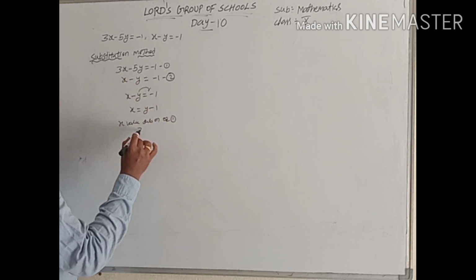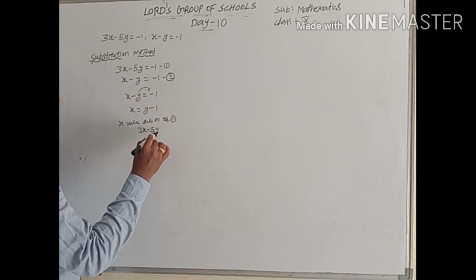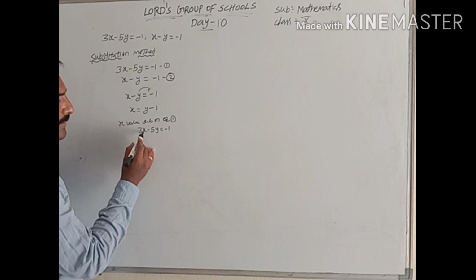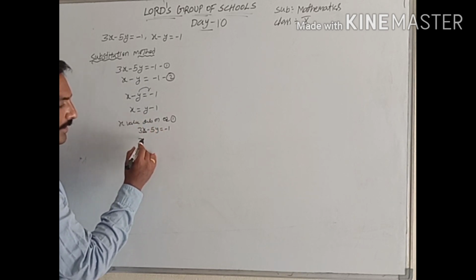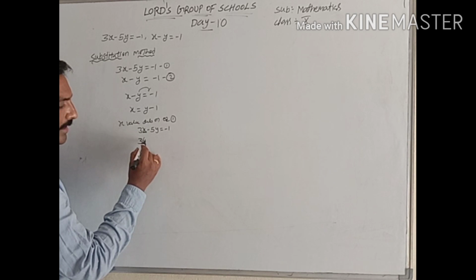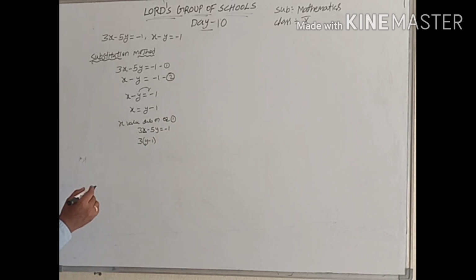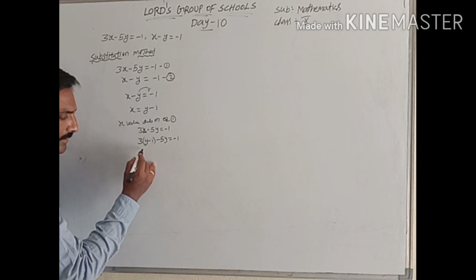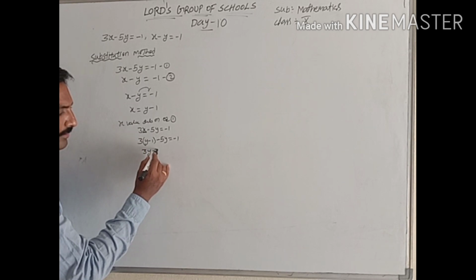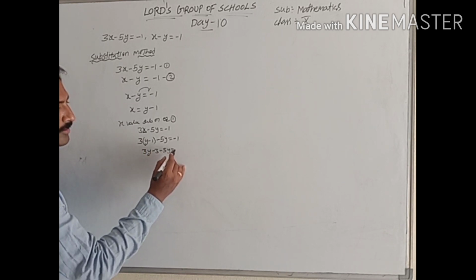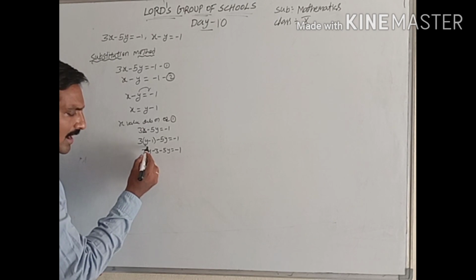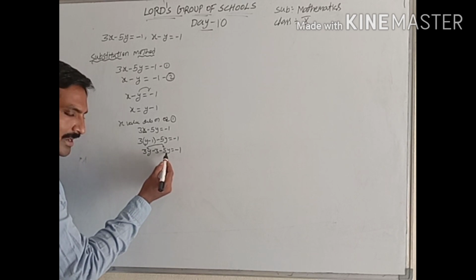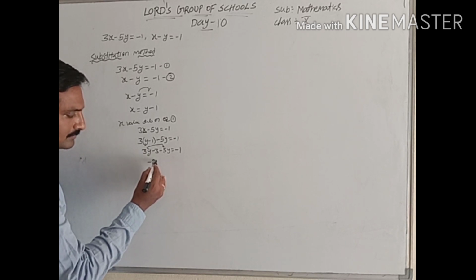Now the first equation, 3x minus 5y is equal to minus 1. In the place of x, put the x value we got: 3 into (y minus 1), you must put brackets, minus 5y is equal to minus 1. 3 into y is 3y, minus 3, minus 5y is equal to minus 1. Here 3y and minus 5y are like terms with different symbols, so 3y minus 5y is minus 2y, subtraction.